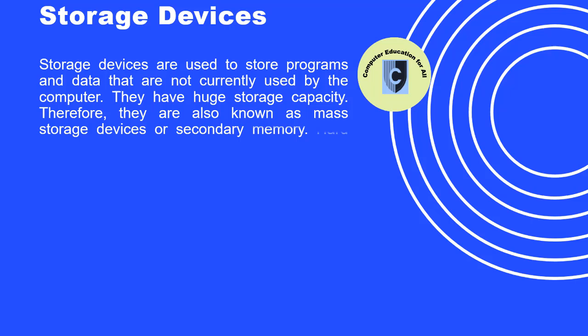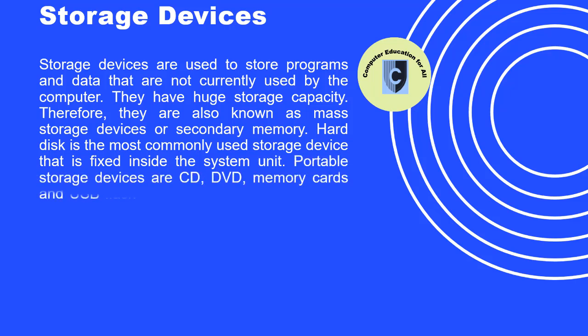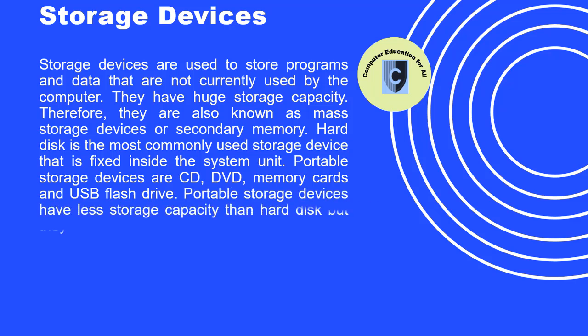A hard disk is the most commonly used storage device that is fixed inside the system unit. Portable storage devices are CDs, DVDs, memory cards, and USB flash drives. Portable storage devices have less storage capacity than hard disks, but they are cheap and easy to carry.